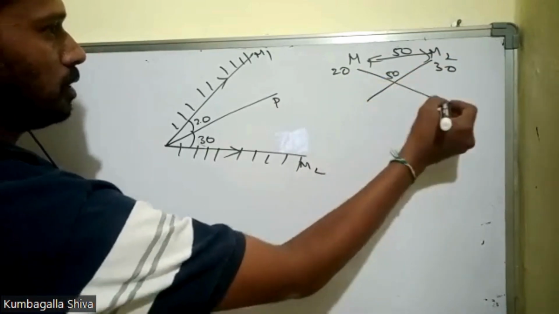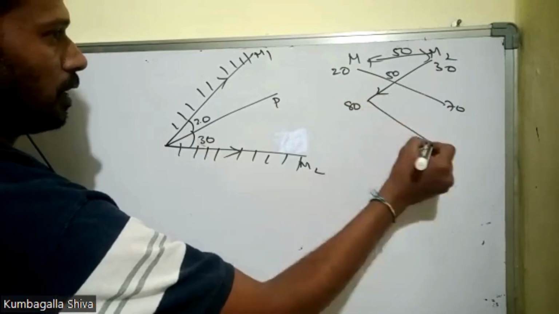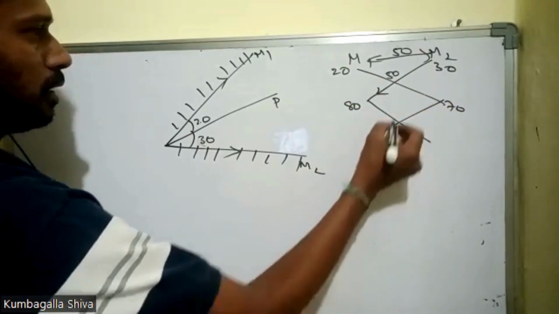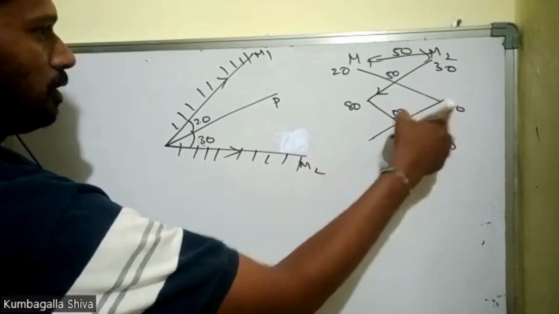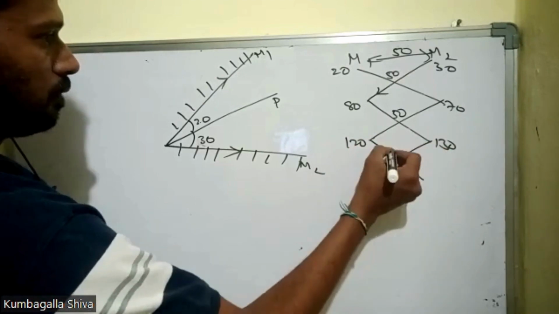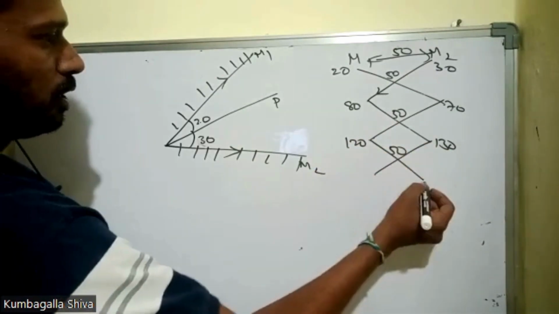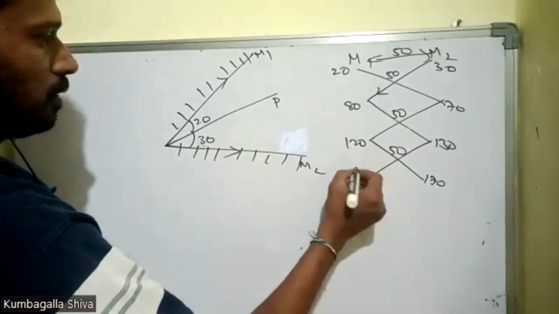20 plus 50, that is 70. 30 plus 50, that is 80. Now, again, you crisscross, you add 50. 80 plus 50, that is 130. 70 plus 50, that is 120. Again, you do crisscross between 50. 120 plus 50, that is 170, and 130 plus 50, 180.